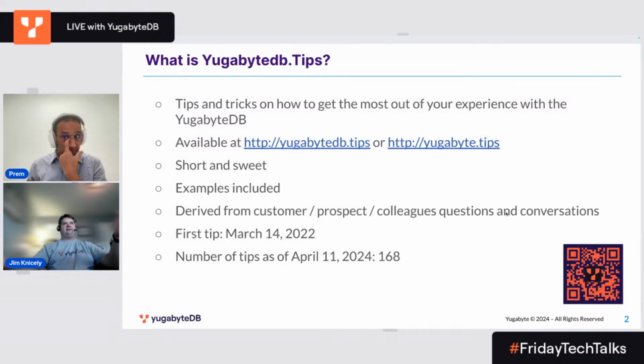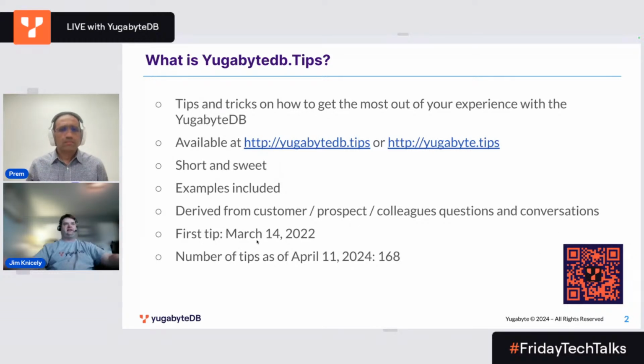Basically, it's a website that has these quick tips, right? It's not like really long blogs or anything like that. They're just things that I've come across, typically derived from customer interaction or prospect interaction, or colleagues have questions, and I figure, if someone has a question, someone else is going to have a question, so why not put it somewhere where everyone can get to it? Here's the website location. It's YugabyteDB.Tips, and it's also Yugabyte.Tips, and then here's a QR code you can use to get there.